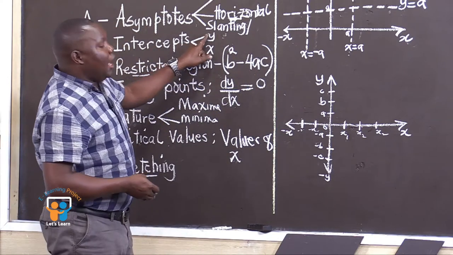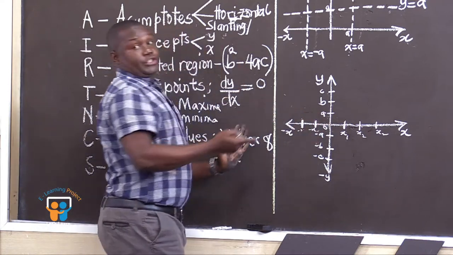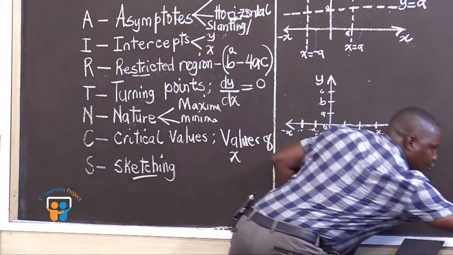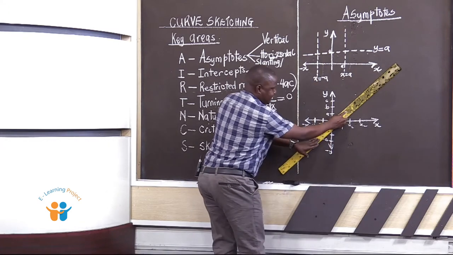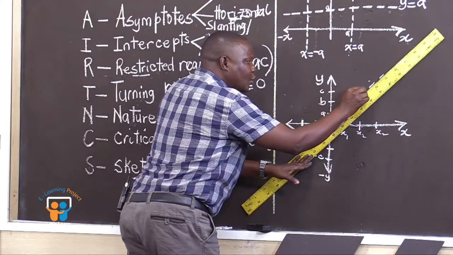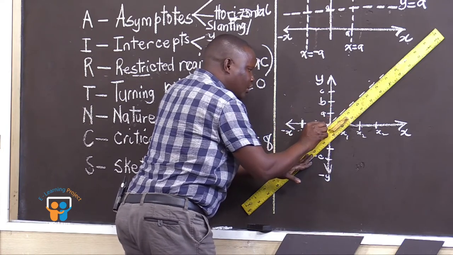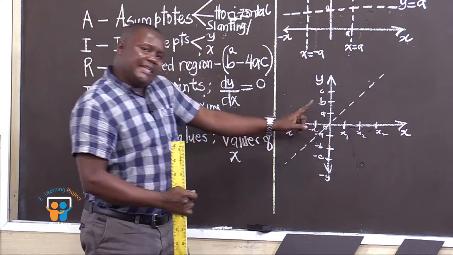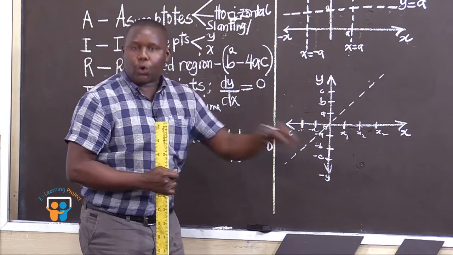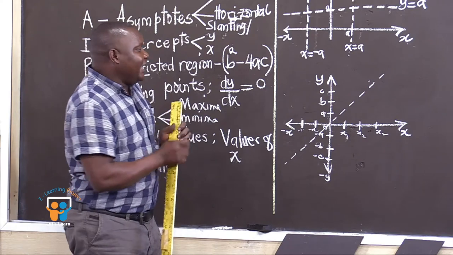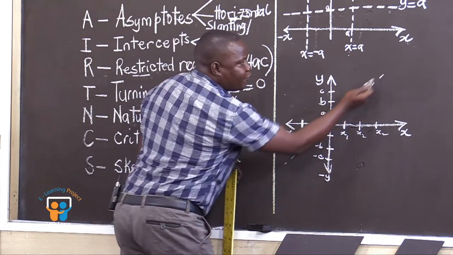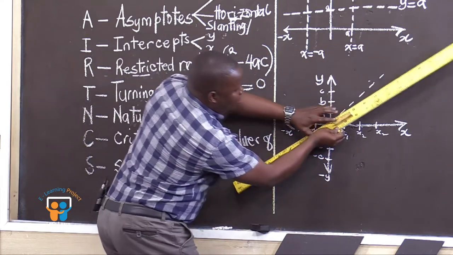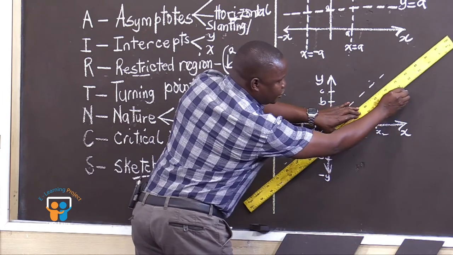A slanting asymptote may pass through the origin or not. I can draw one using a ruler. You don't forget that one there. You put your ruler nicely like this and you draw. If it is going through the origin, then it must be drawn in this sense. That is slanting. It's neither vertical nor horizontal. It is slanting, and it can either be moving in the positive gradient or in the negative gradient, or we can even draw it going through another point like this one here. Please look at this one very, very well.